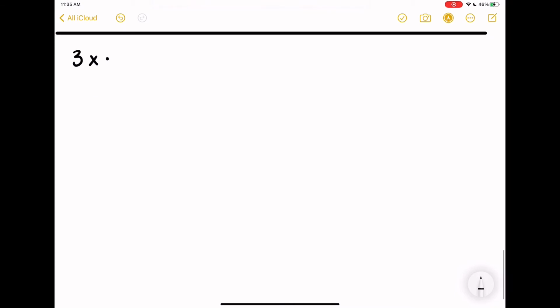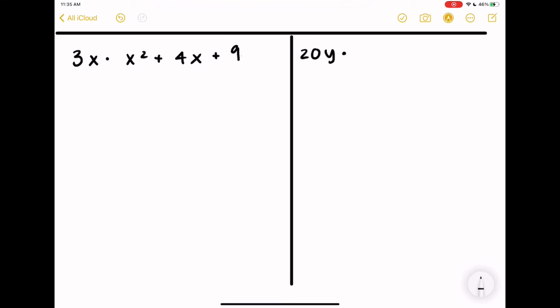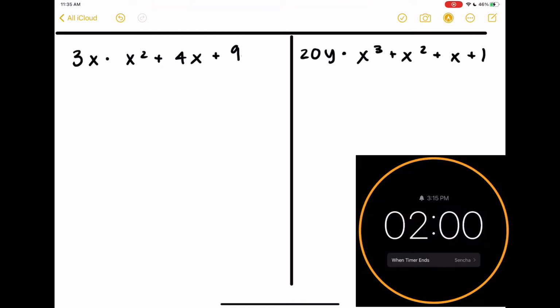But anyways, you all are going to do 2 practice problems by yourselves, and you will have 2 minutes to complete them. The first one is 3x times x squared plus 4x plus 9. And the second one is 20y times x cubed plus x squared plus x plus 1. You have 2 minutes.